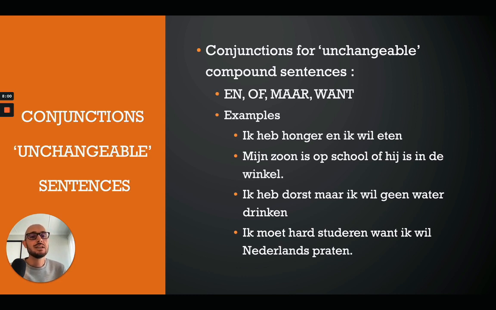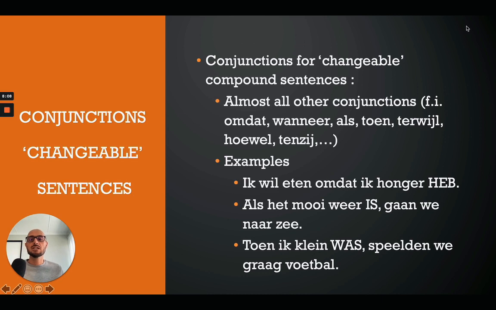Alright? So now we'll take a look at the changeable compound sentences, and that is a little bit more complicated. Alright, so the conjunctions with changeable sentences. Now the conjunctions for changeable compound sentences are basically almost all other conjunctions. For instance, omdat, because, wanneer, when, als, if, toen, back then, terwijl, during, hoewel, although, tenzij, which means unless. So now we'll take a look at the examples.